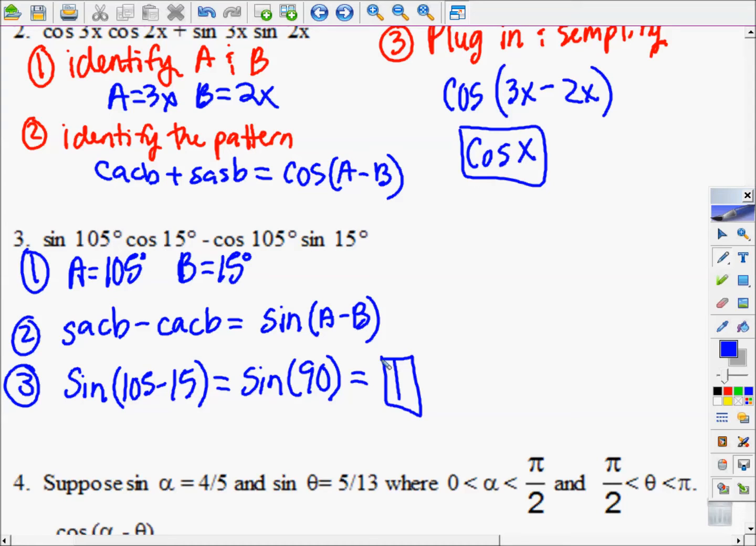Somebody put sine of 90 in a calculator. No, you use your unit circle. You won't have a calculator on your test. That's why we're learning.